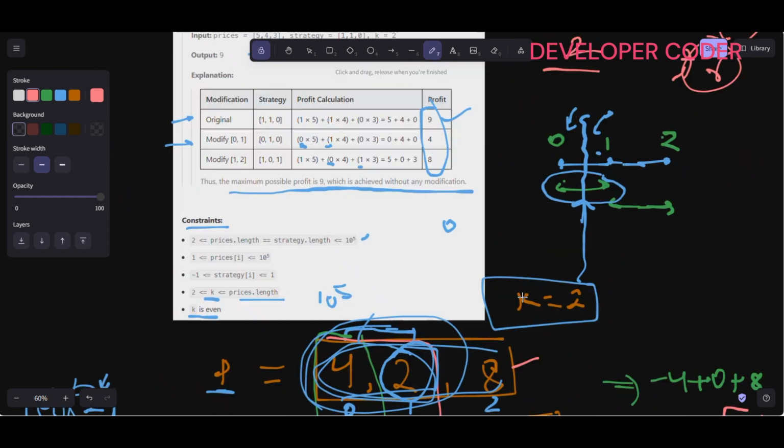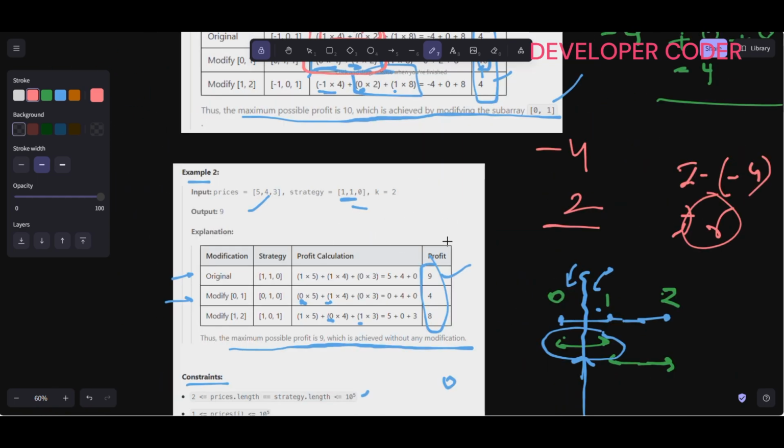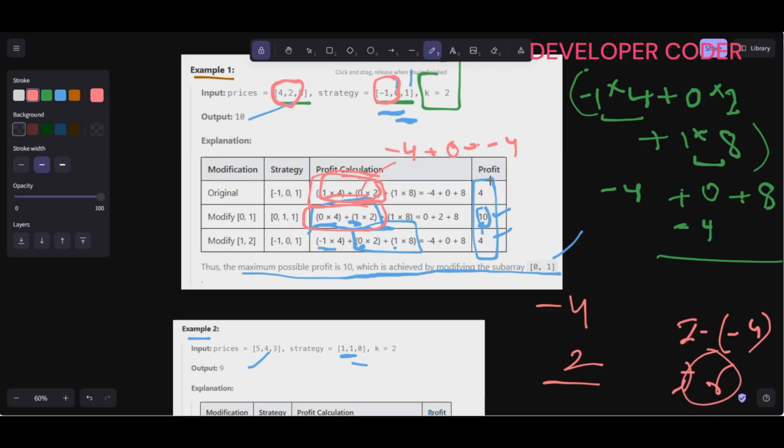Once I get this gain, what was the total profit before? Total profit was 4. Now the gain is 6 because of this part. I modify this part and my gain is 6, so 6 plus 4, that is nothing but 10. That is how I'm getting 10 here. The gain in this part is 6, and the original profit was 4, so instead of profit 4 I'm going to get 10 now.